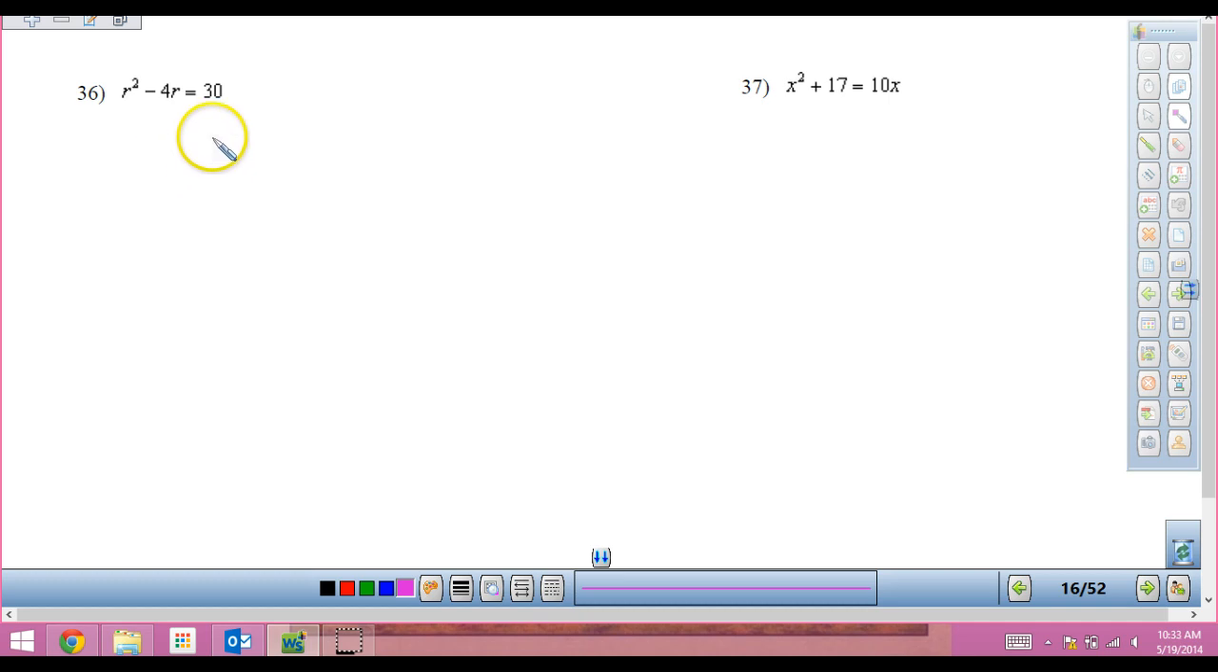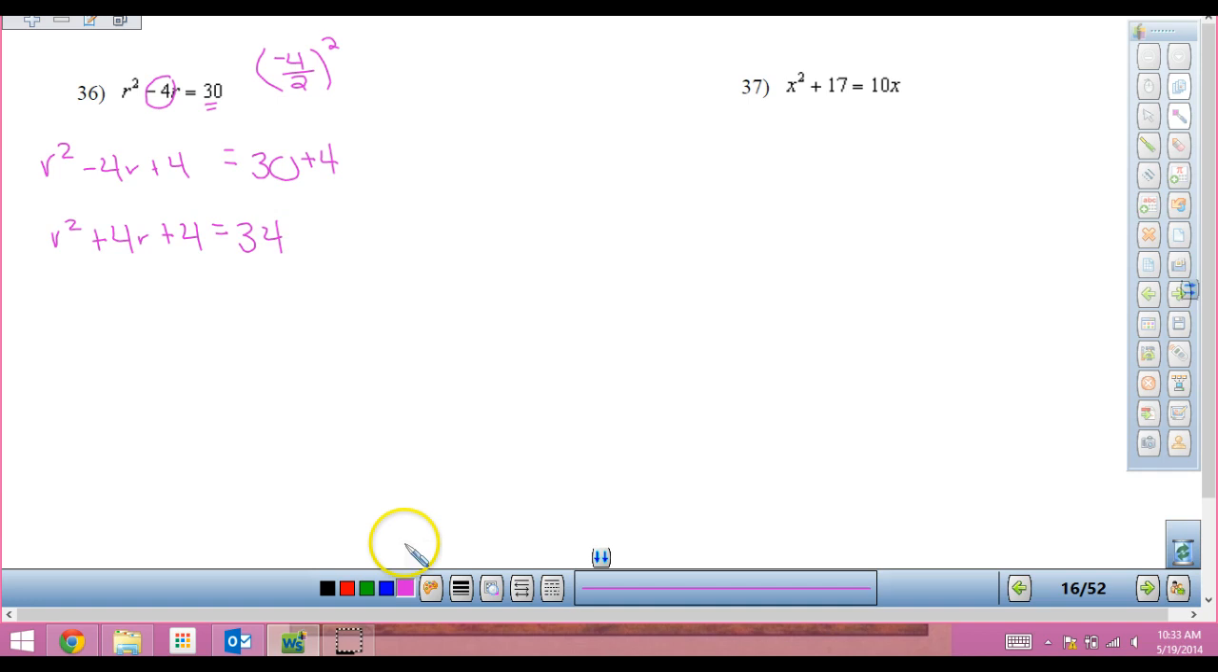Okay, and this one, I like to say if this is going to be an even number, I like to complete the square because then I get nice numbers. Okay, in this case, my 30 is already moved. So I have r squared minus 4r and then equals 30. Okay, so negative 4 divided by 2 squared is going to be negative 2 squared, so plus 4 and plus 4. So r squared plus 4r plus 4 equals 34.